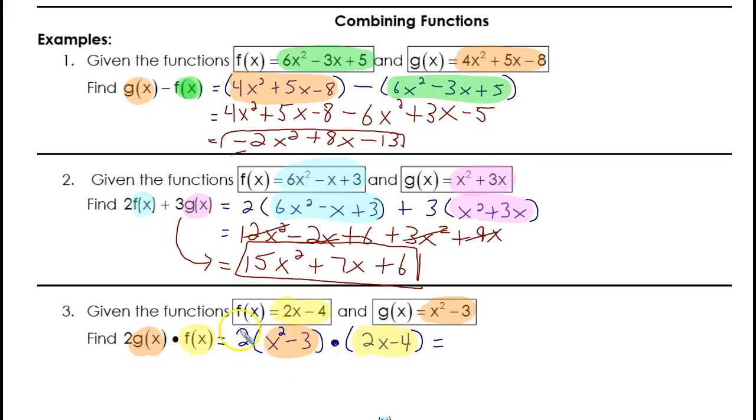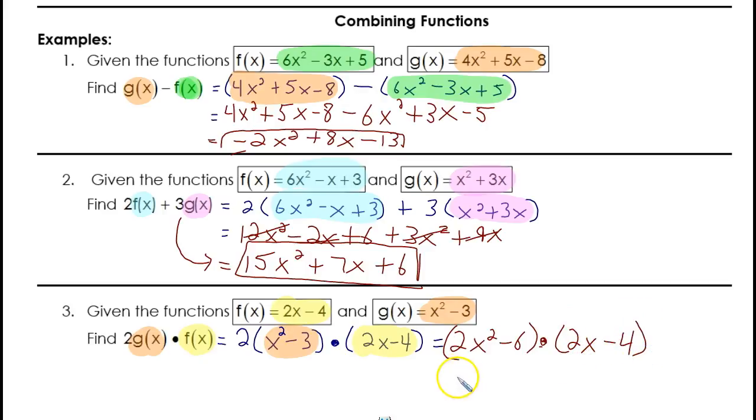Now, with multiplication, we're going to distribute the 2 first. You only distribute into the parentheses until the parentheses stops. So we're going to get 2x squared minus 6. And I'm going to put that in its own parentheses. And then we're multiplying that times 2x minus 4.